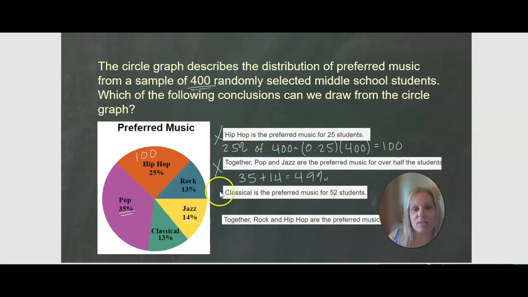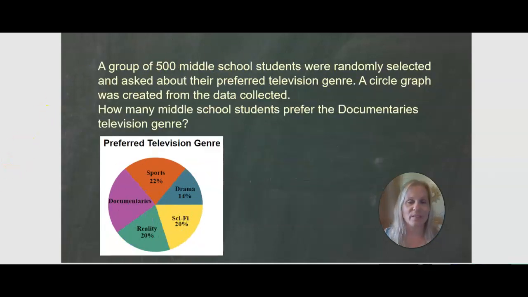Classical is the preferred music for 52 students. Okay, so classical says 13%. So let's find 13% of 400. So 13% times 400, 0.13 times 400, is 52. So that's the one. 13% of the students prefer classical music, and that would be 52 students.